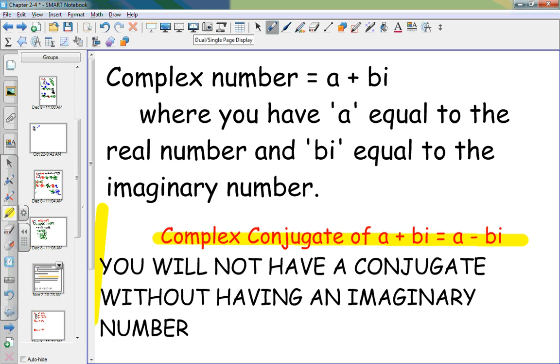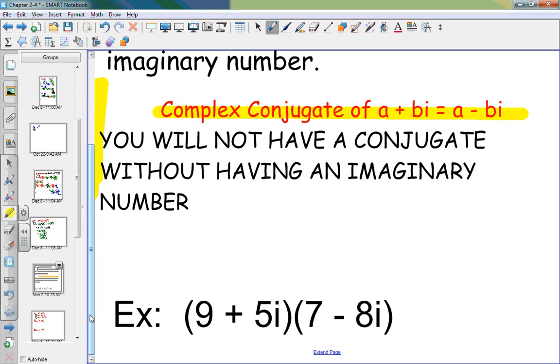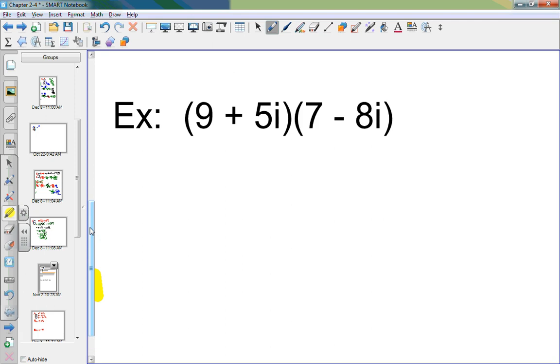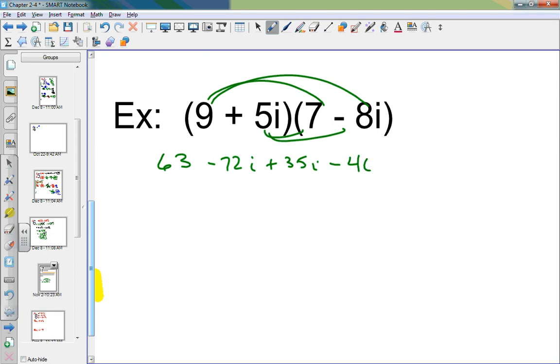Okay, now how do I do this? How do I multiply two things together like this? They're technically two binomials, right? So what can I do? FOIL, right? So if I FOIL this, 9 times 7 is 63, minus 72i, plus 35i, minus 40i squared.